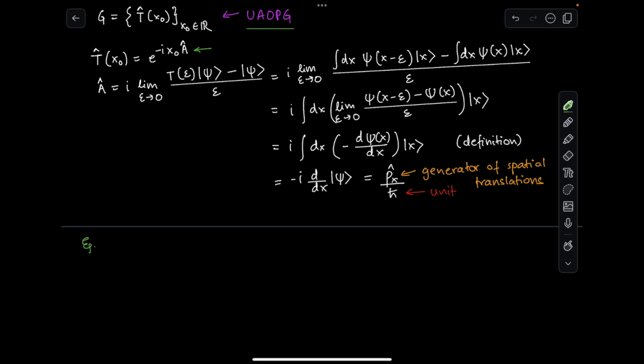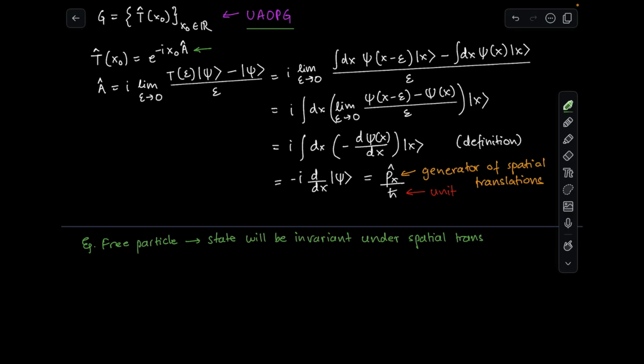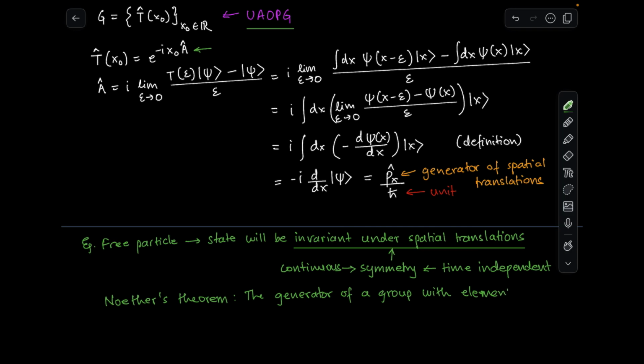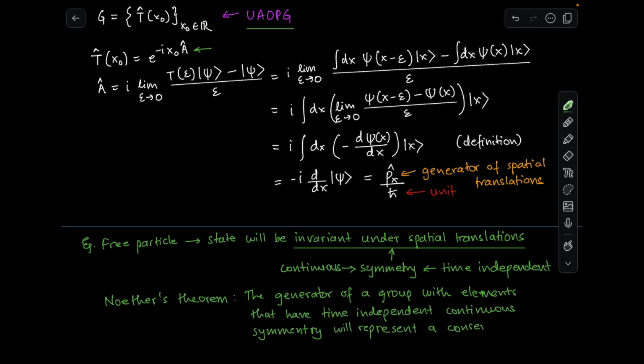Let's consider an example of a free particle. Now we know that our state will be invariant under spatial translations. That means we have a symmetry. This symmetry will not change in time, thus it's time independent. And as x is a continuous variable and T is defined everywhere, the symmetry is also continuous. Now Noether's theorem states that the generator of a group with elements that have time-independent continuous symmetry will represent a conserved quantity. Therefore, in this case, from what we've seen before, the momentum observable will be conserved.